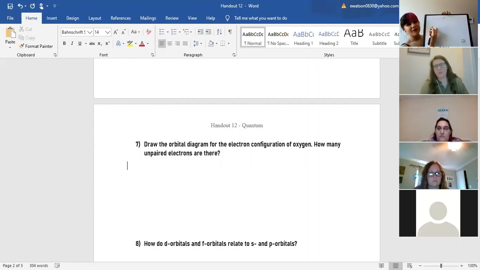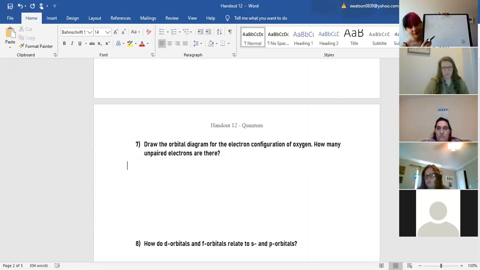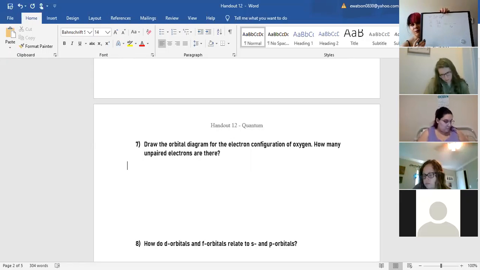So what I mean by orbital diagram is just these lines. We're going to have the 1s orbital, the 2s orbital, and the 2p orbital. The amount of lines you have is the amount of electrons it can hold divided by 2 because electrons typically work in pairs. So we have 1s2, 2s2, and 2p4.